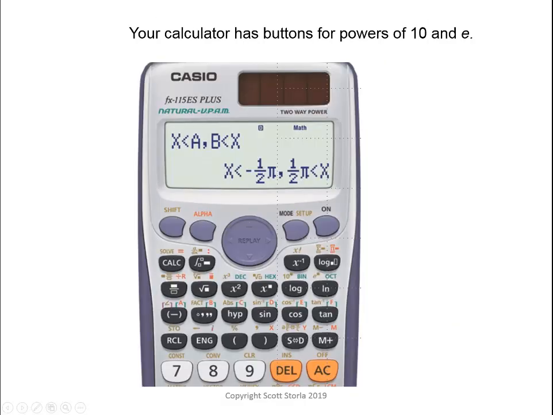Now on a Casio calculator, we again have a log key and we have an ln key. And above the log key, there'll be a power of 10, and above the ln key, a power of e. And on a Casio, they don't say second, they say shift. So you'll need to push the shift key, for instance, and then ln to access the powers of e.